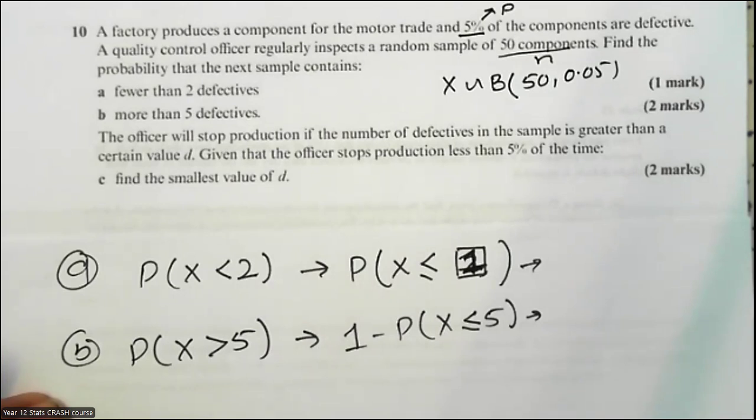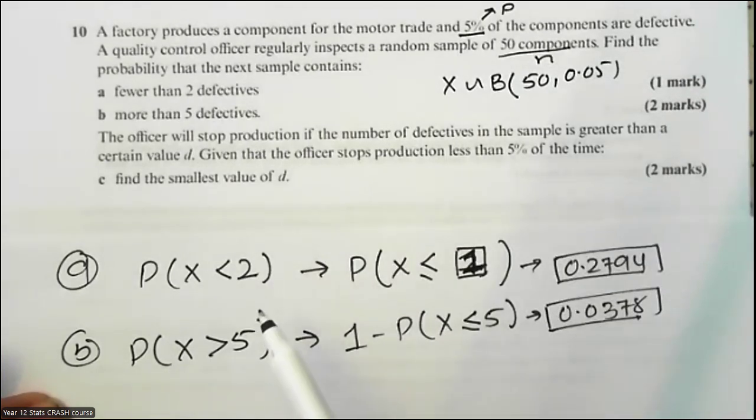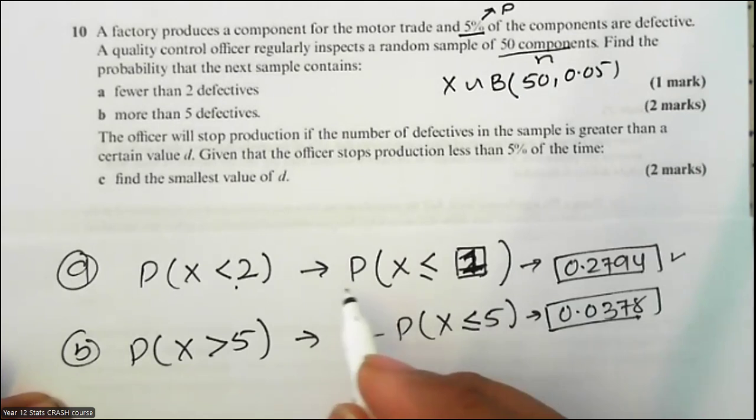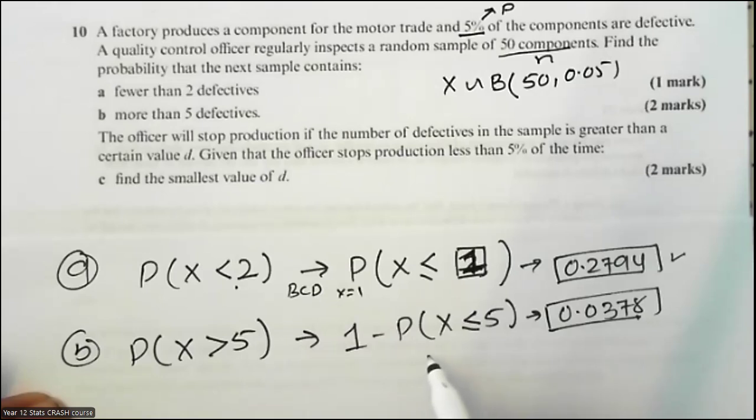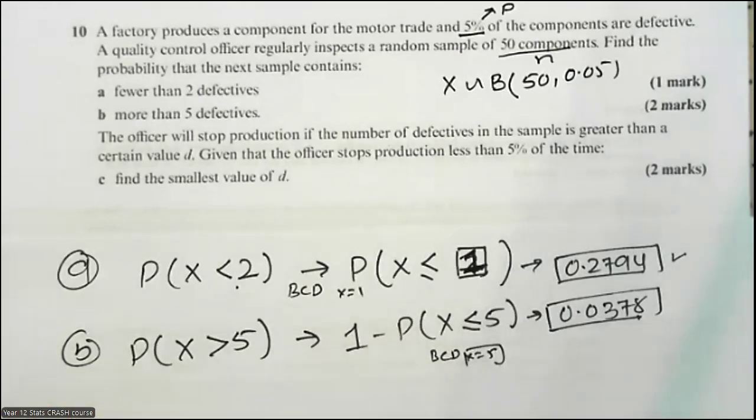And then we look at part C. Let me clarify one more time, people. X is less than 2. That means I want up to 1. So that's why it's 1. I was thinking something else at that time. Okay, that's the answer. What do we do? We use binomial CDF, and n, p is there. I put X equals 1. I do here binomial CDF and put X equal to 5, then take away that answer from 1 to get that.